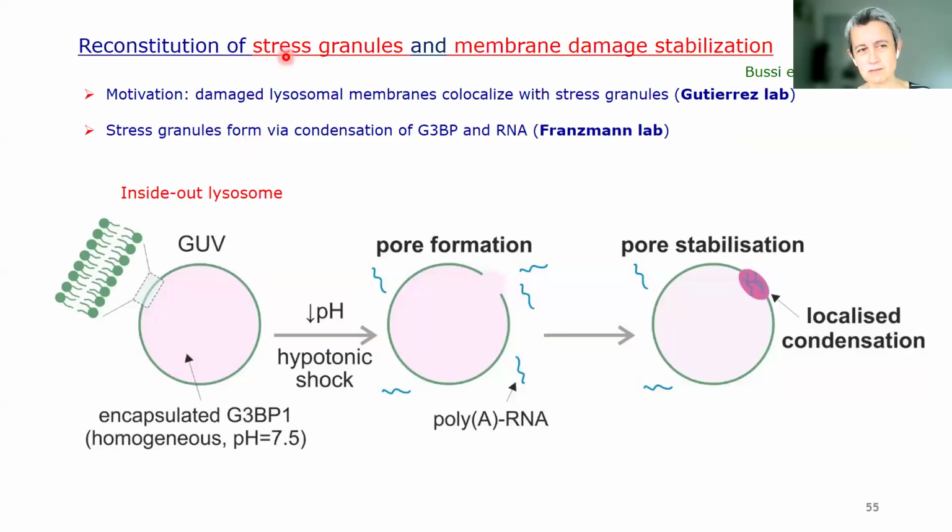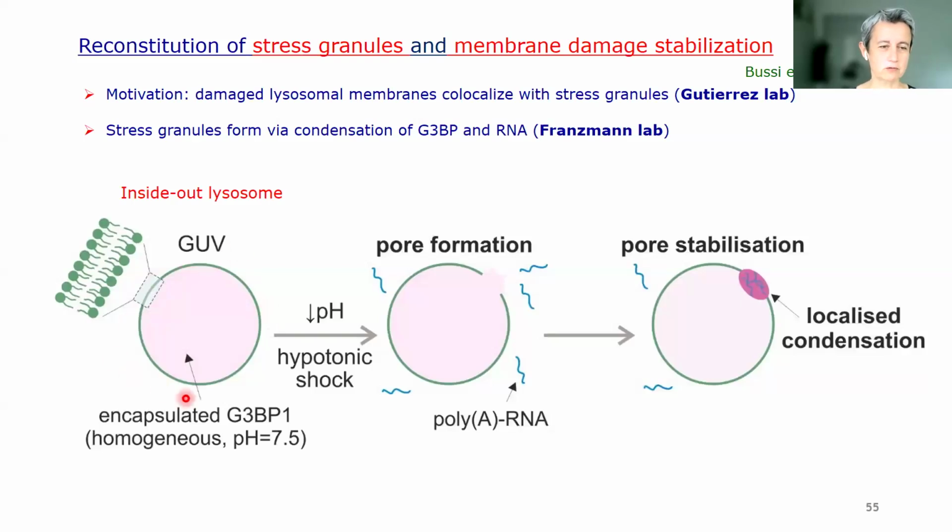A more relevant system that we looked at, again in a similar way, was an attempt to reconstitute stress granules and look at their membrane damage stabilization. The motivation was that the Gutierrez lab has observed some colocalization of stress granules with lysosomes that are damaged. Stress granules can be reconstituted in vitro by using the protein G3BP and RNA. This is a collaboration with the Franzmann lab.